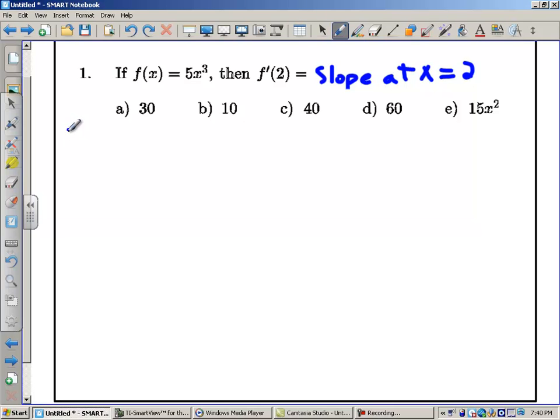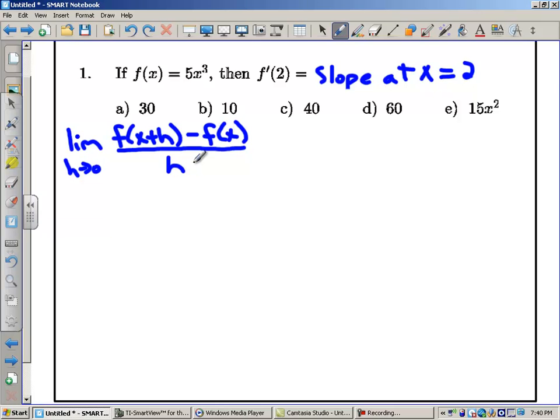So let's first of all find our derivative, the limit as h approaches 0 of f of x plus h minus f of x, all over h. That is our derivative formula, the definition of the derivative. So let's plug it in.